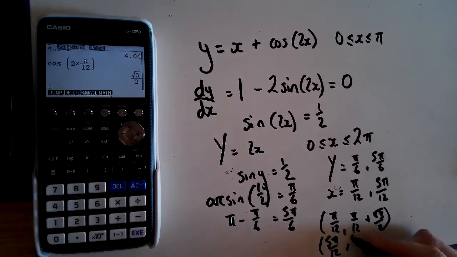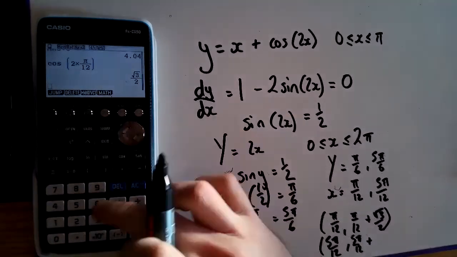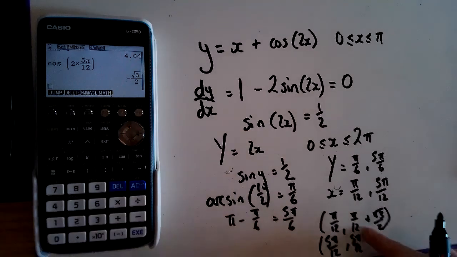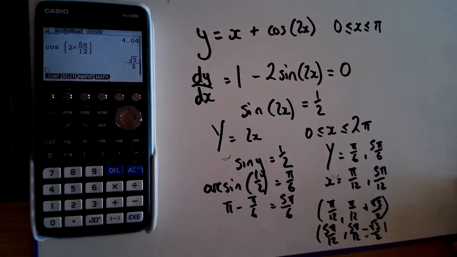pi over 12. So I get 5 pi over 12 plus, that's into there. Sorry, minus now, minus 3 over 2, which I don't think you can see. There you go, you can just about see that.